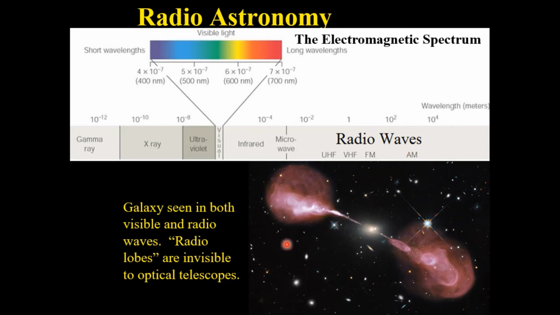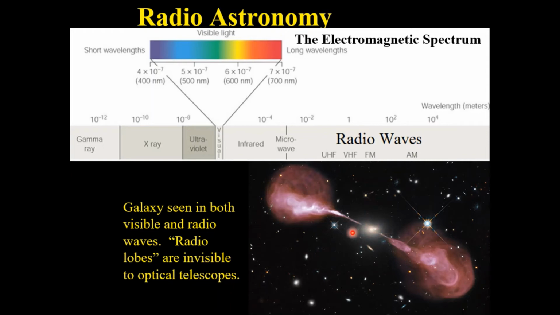So here is a picture of a galaxy seen in both visible, which is the white portion here, and in radio waves, which are the purple clouds here. In order to understand this image, it's basically two different images superimposed on top of each other. The background image is the visible light image. This is what our eyes would see through a telescope.